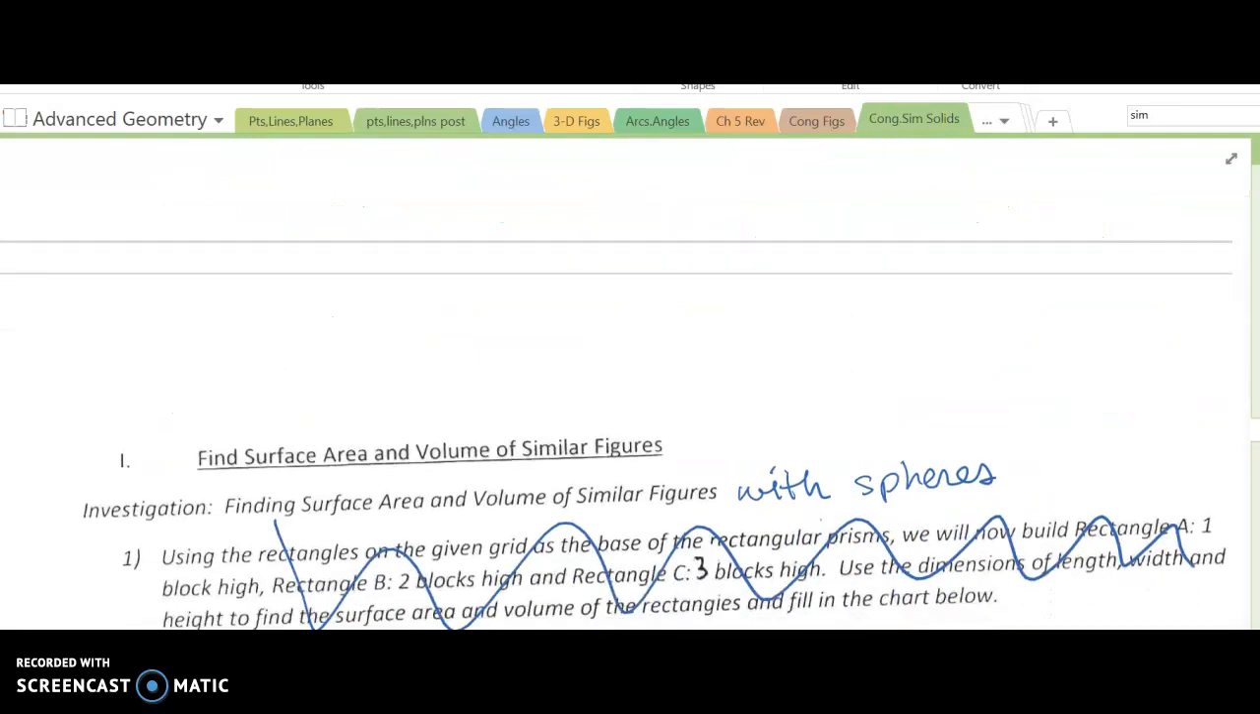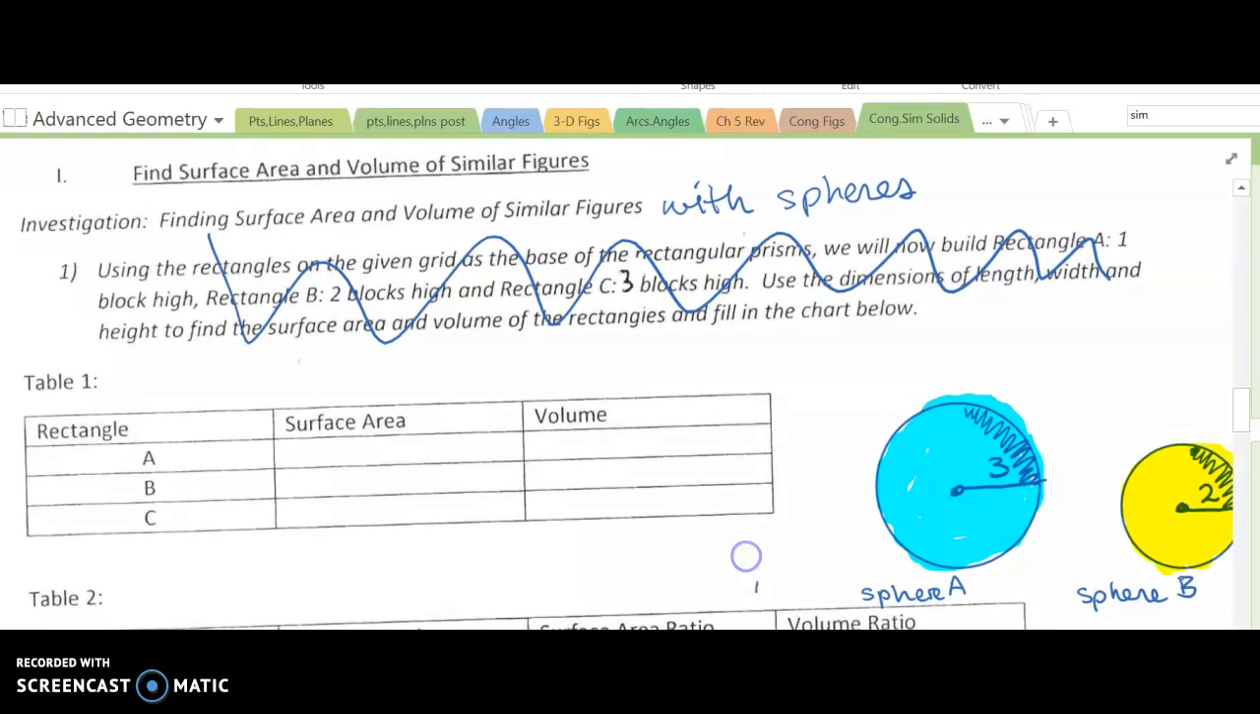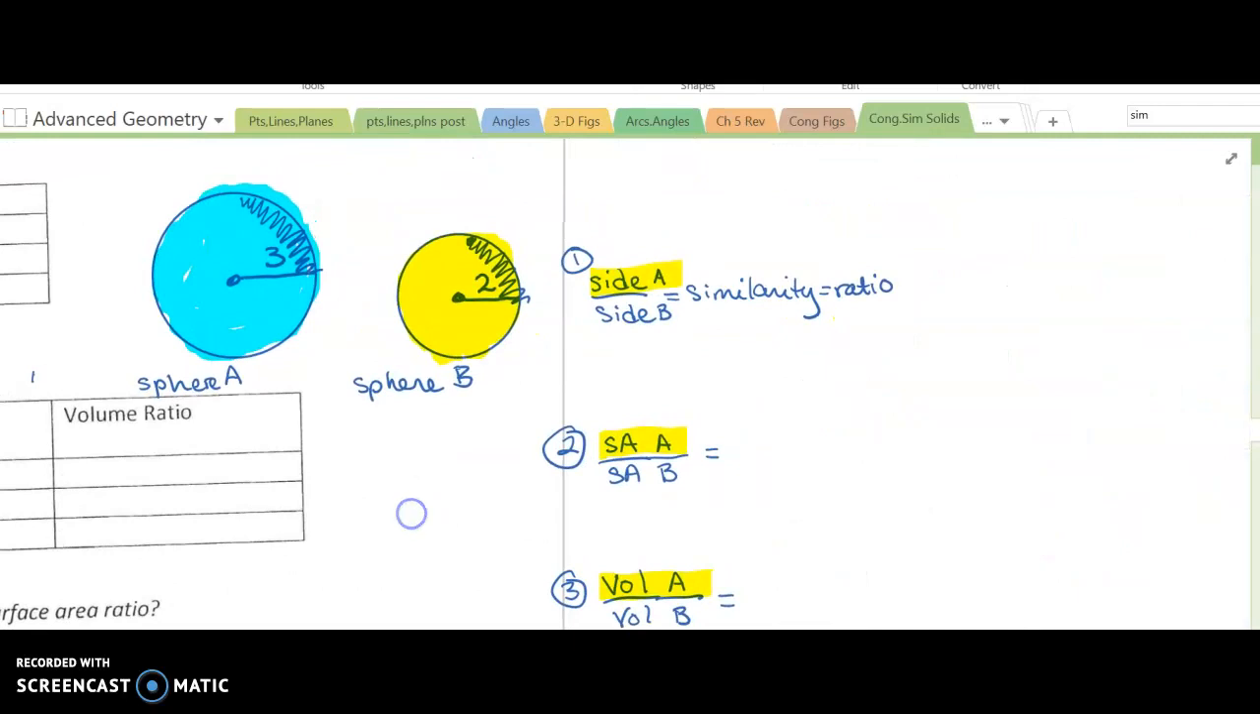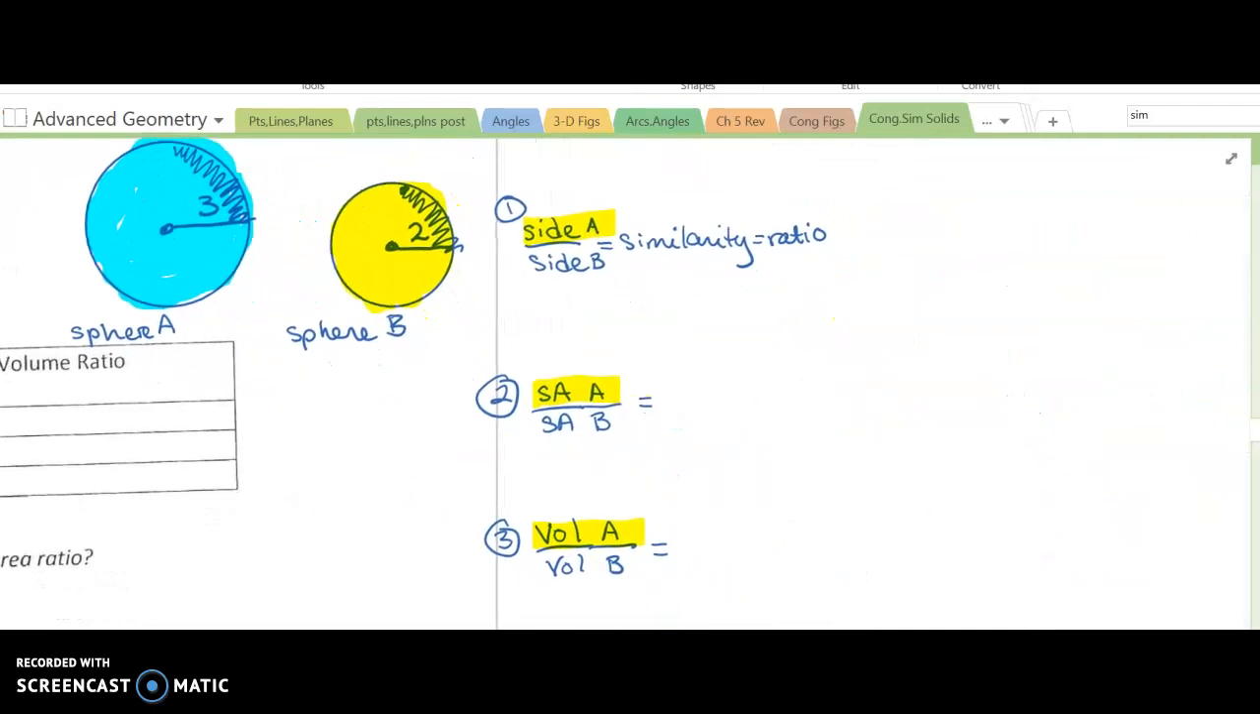All right, so we're going to change up this next investigation. In fact, by change up, I mean we're going to make it completely different. We were supposed to do an investigation with building blocks, but I didn't know if everybody had building blocks at home. So instead, we're going to talk about some hypothetical spheres. All right, so here are my two spheres. I made sphere A and sphere B. Sphere A has a radius of 3 and sphere B has a radius of 2.